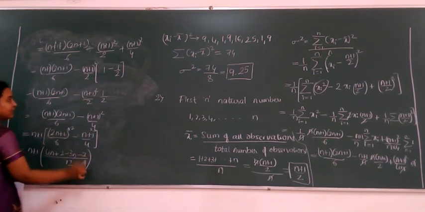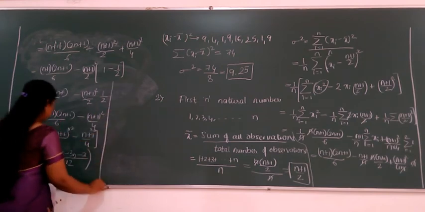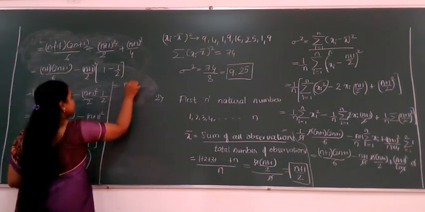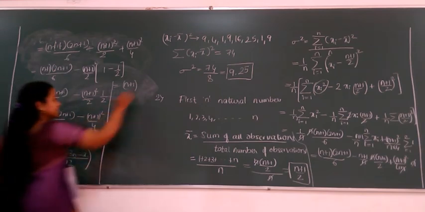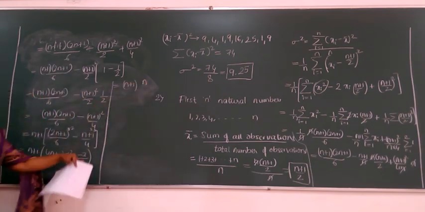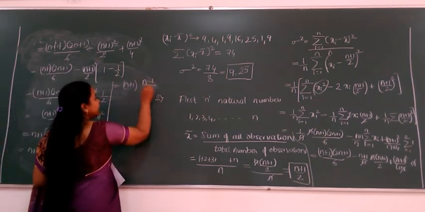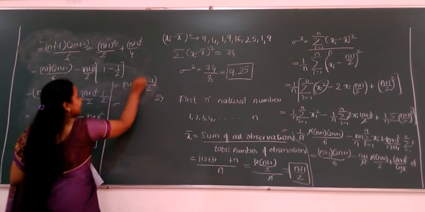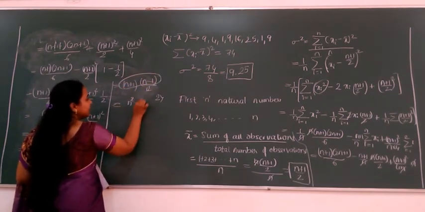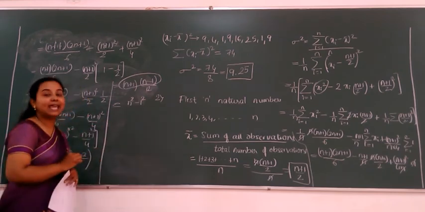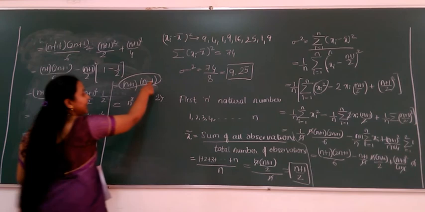Okay, now just to simplify this, what do you get? n plus 1 as it is. Now 4n minus 3n is n. Plus 2 minus 3 is minus 1, divided by 12. Or what is n plus 1 into n minus 1? It is n square minus 1 square. That is a square minus b square. What is the formula? a plus b into a minus b.